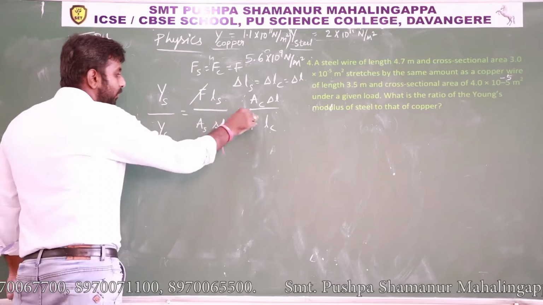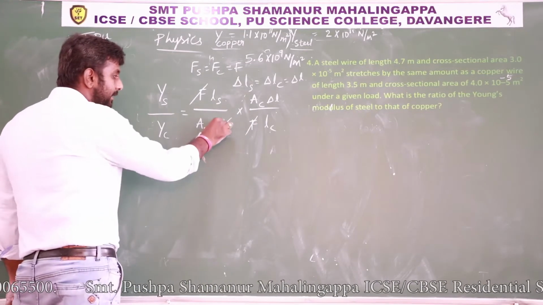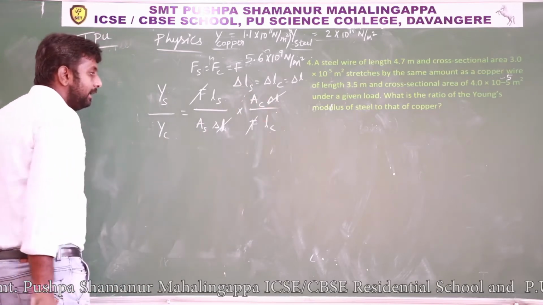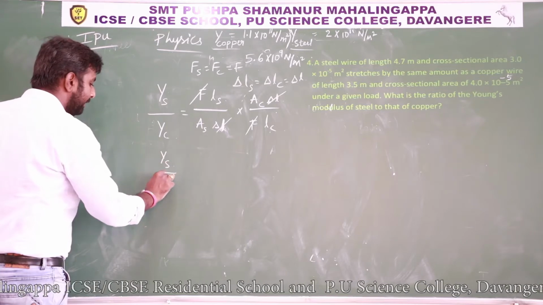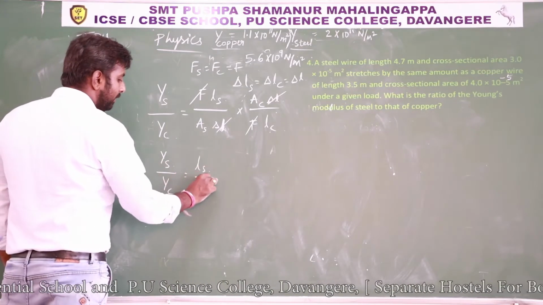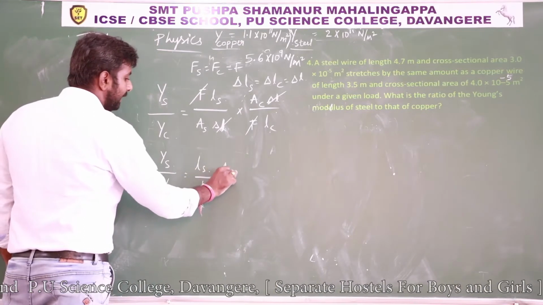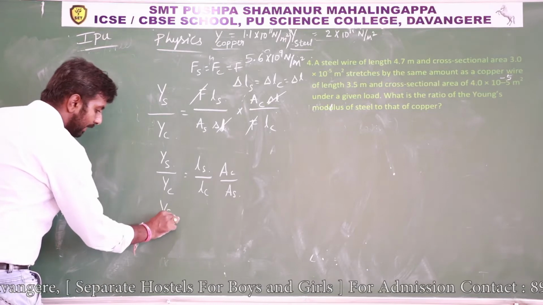Then the force will get cancelled because the force is the same, and the change in length is also the same, so delta L will get cancelled. The ratio of Ys by Yc becomes Ls by Lc into Ac by As. So now you have to substitute the values.